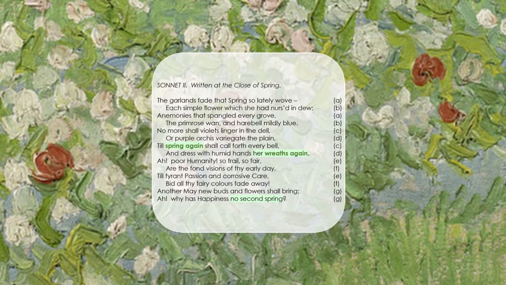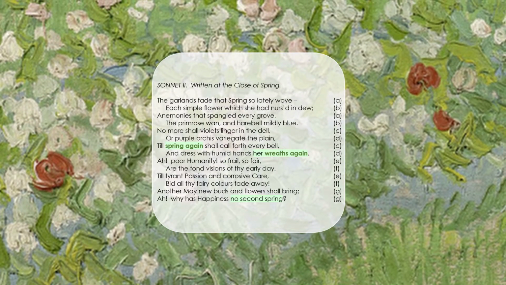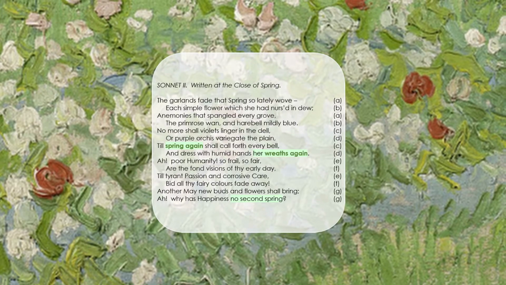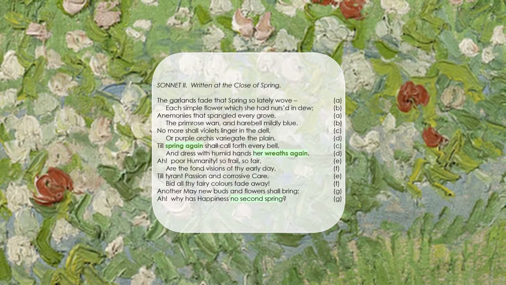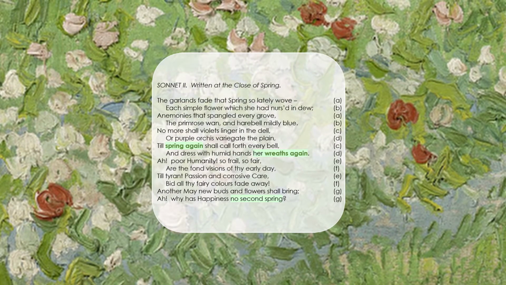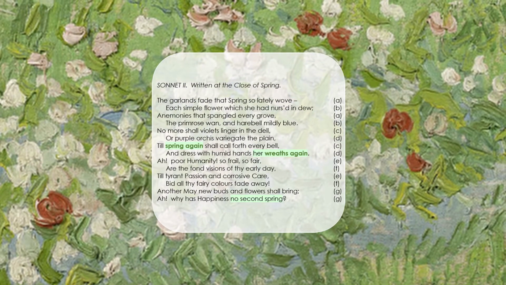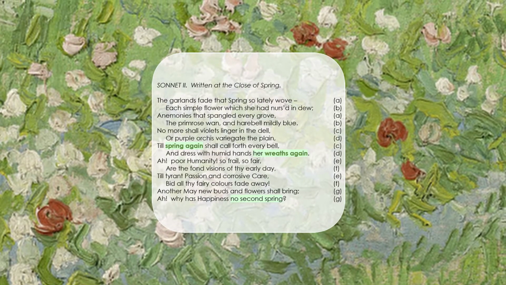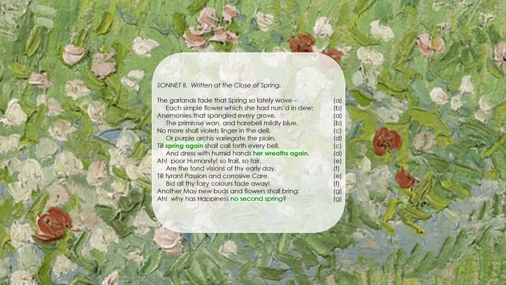It's again, again, no. So again and again in the octet when it refers to spring, and no, when it refers to humanity. So spring will come again and again, but the speaker's happiness won't come again, again, again, no.